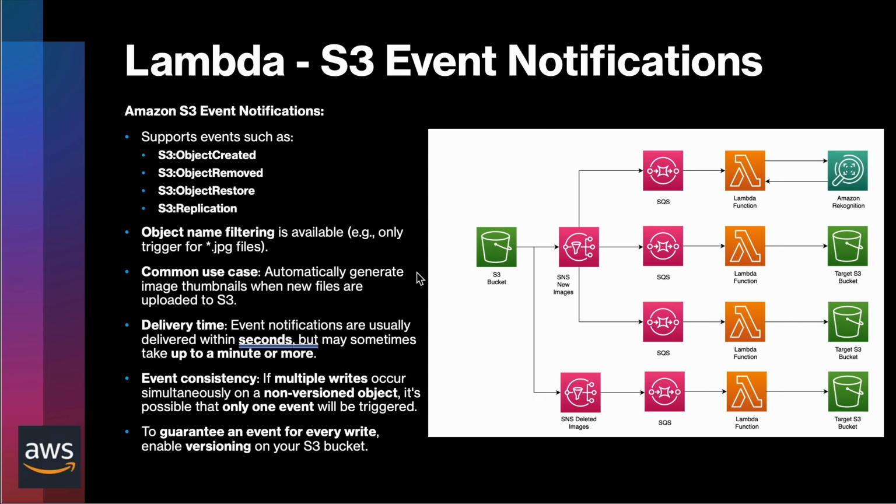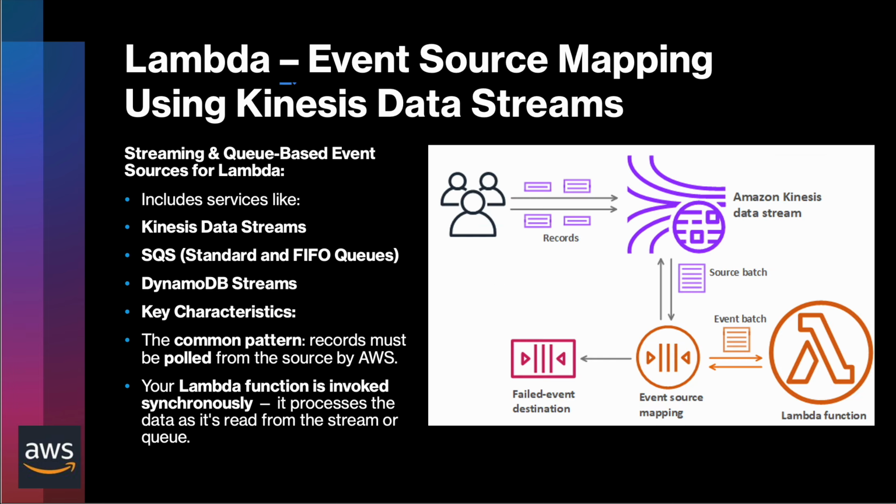So now let's get into the other lecture, which is Lambda event source mapping using Kinesis data stream. We have seen synchronous processing, and we have seen asynchronous processing. Now let's talk about the event source mapping.